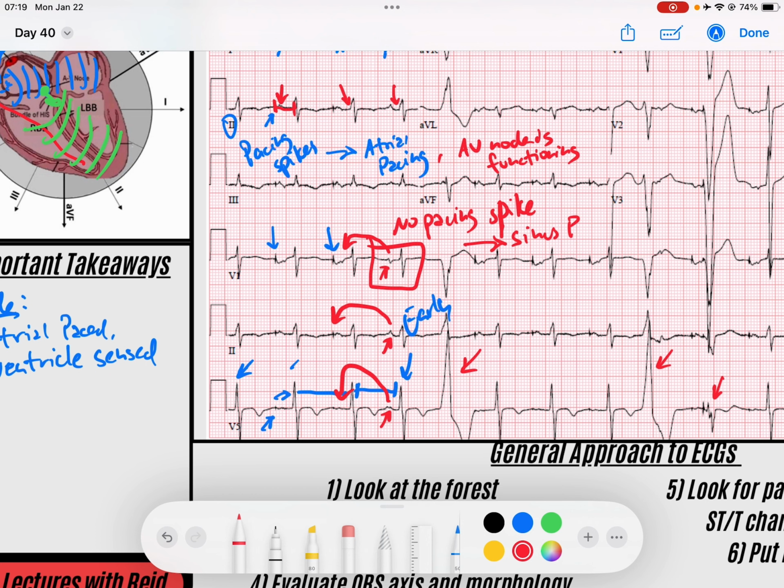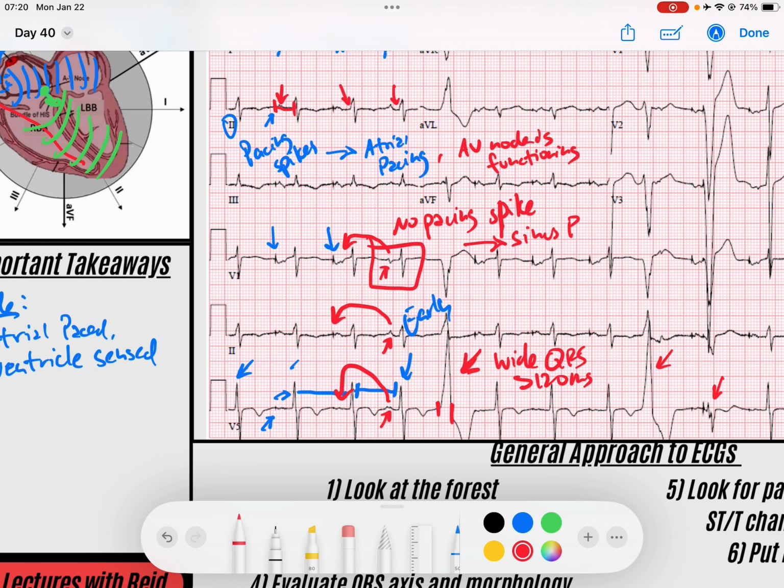And then this next funky beat with this red arrow that we said we were going to discuss, this is a wide QRS, right? If we measure that out, that QRS is greater than 120 milliseconds.